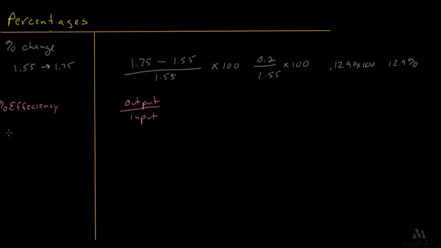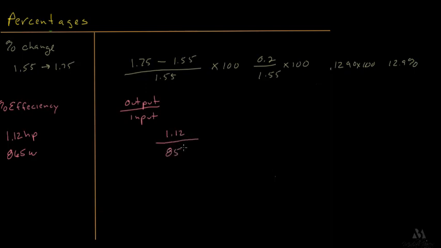So let's say we've got a 1.12 horsepower motor, and it takes 865 watts of power to produce that 1.12 horsepower. So how do we calculate that? Well, the output is going to be in horsepower, the 1.12, and the input is going to be 865 watts.